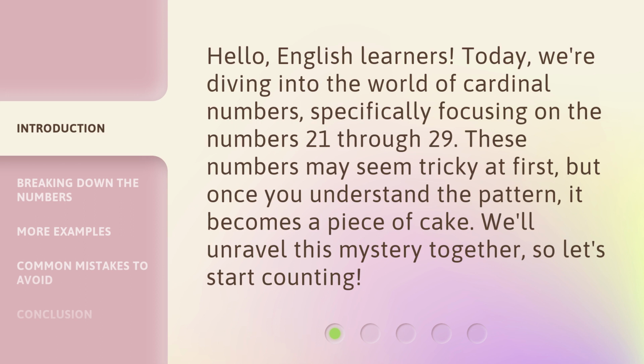Hello, English learners. Today, we're diving into the world of cardinal numbers, specifically focusing on the numbers 21 through 29. These numbers may seem tricky at first, but once you understand the pattern, it becomes a piece of cake. We'll unravel this mystery together, so let's start counting.